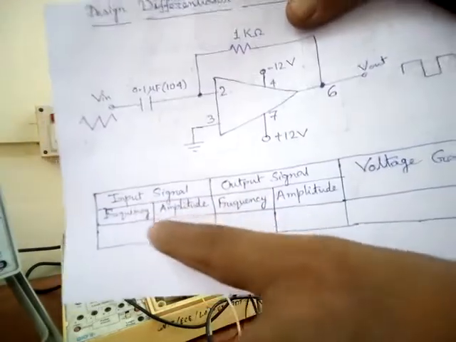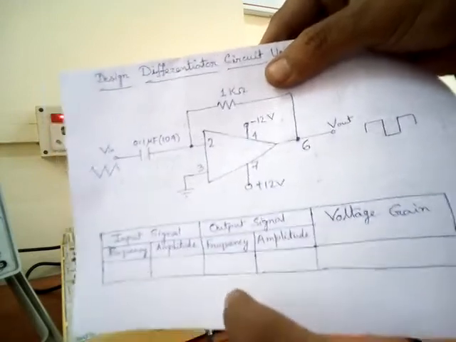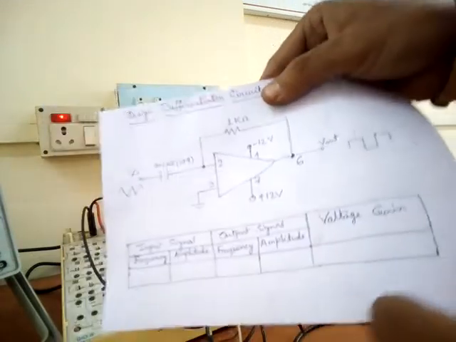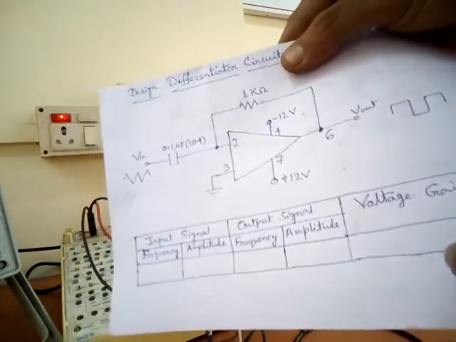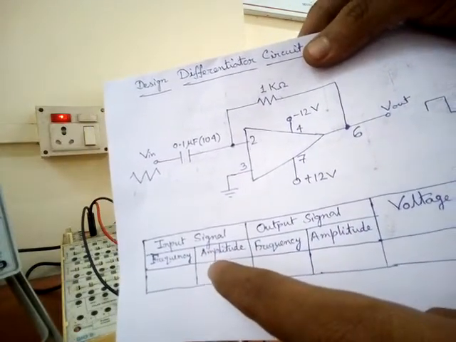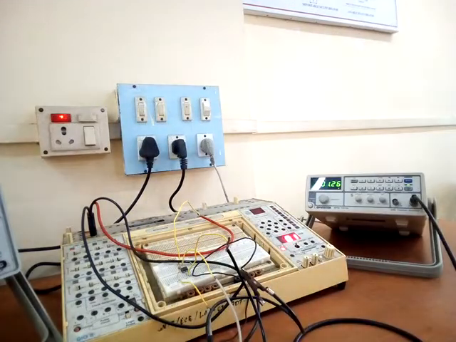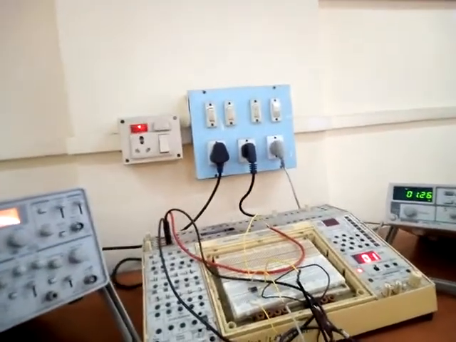So if we see the table, this is the input signal frequency and amplitude, output signal frequency and amplitude. For the voltage gain, we have to divide the output amplitude by the input amplitude. So this is the circuit from where we get a square pulse output if we give a triangle input.